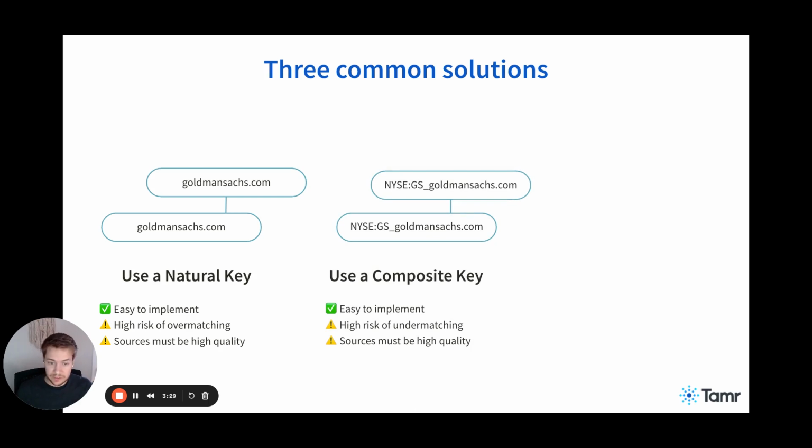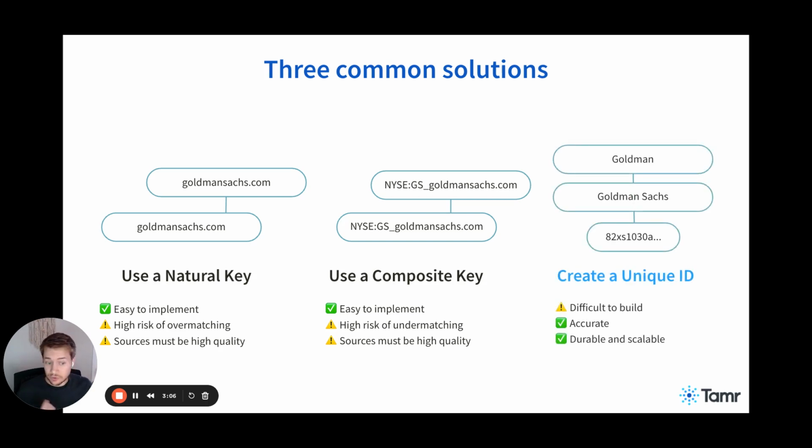Another approach to this is to use a composite key. These are also easy to implement. And similar to a natural key, you are just taking information that's already available in the data. Here, you're taking multiple of those keys, so that reduces the number of false positives or overmatches that you do. But in this case, it can be even harder to find matches. And so you're at risk of undermatching. The other problem with this is your sources, once again, must be very high quality.